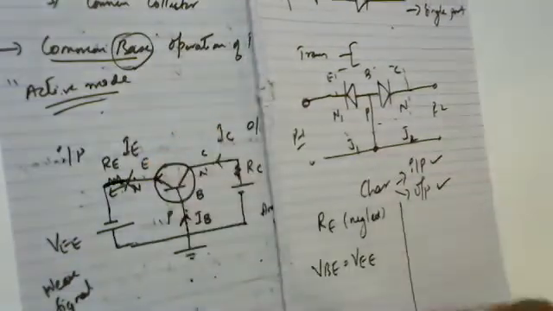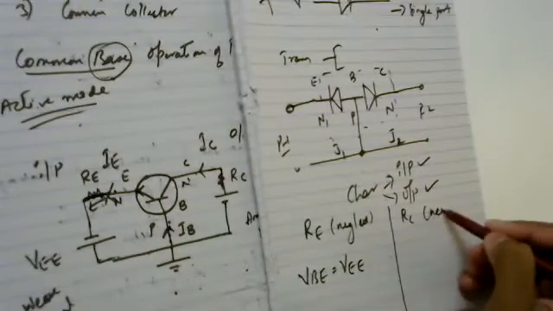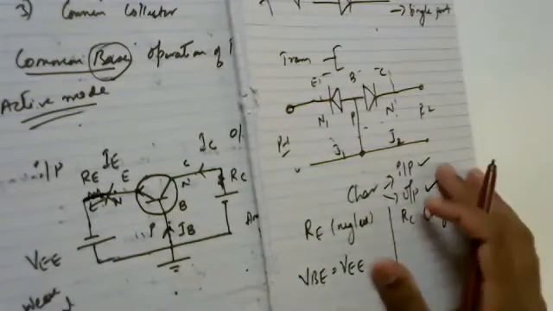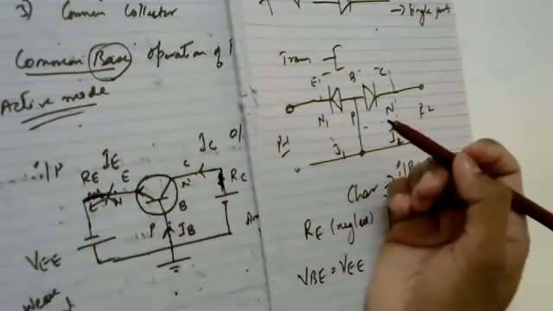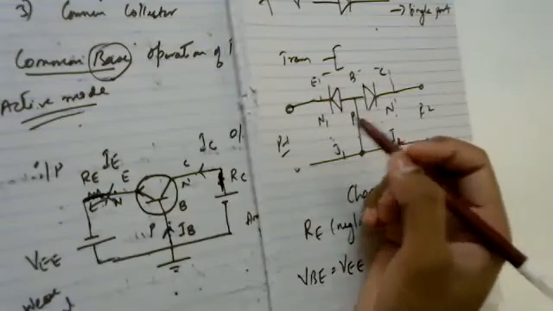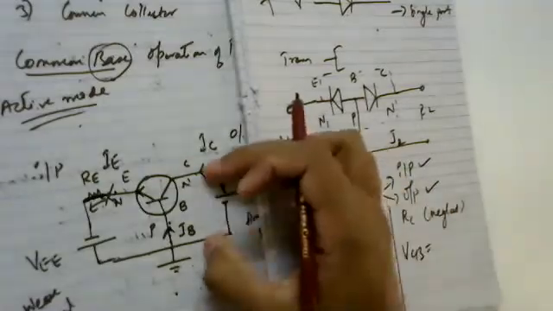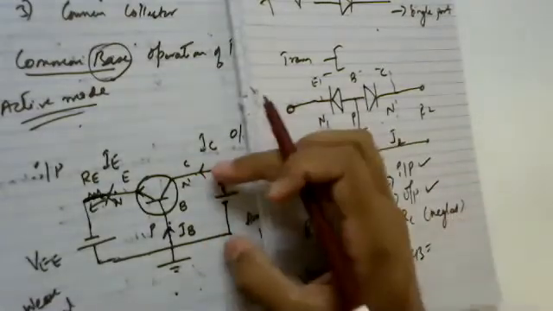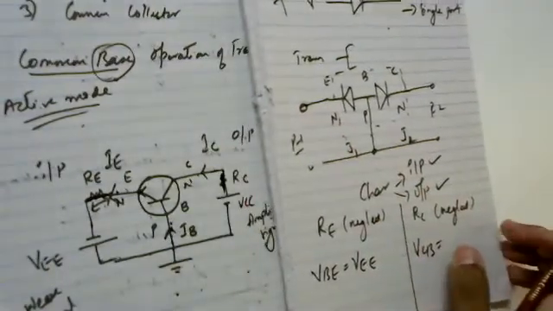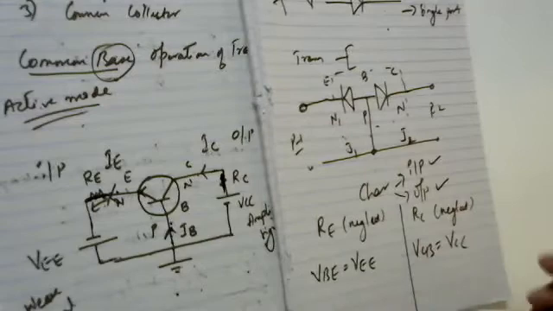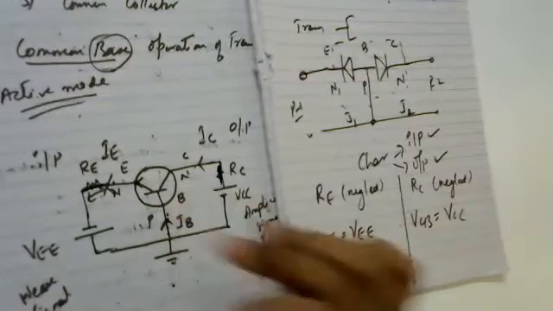Then, similarly, if I neglect my resistance RC, if I assume that it's a short, no resistance is there, then in that case I can say that VCB should be equal to your VCC. So this is your source voltage VCC.